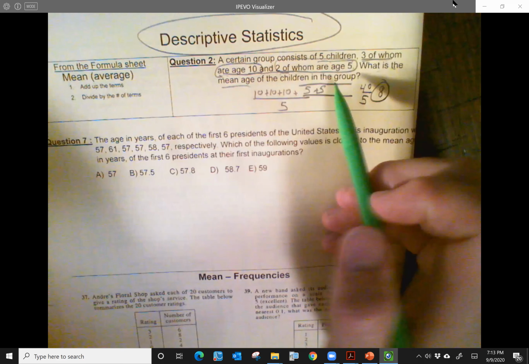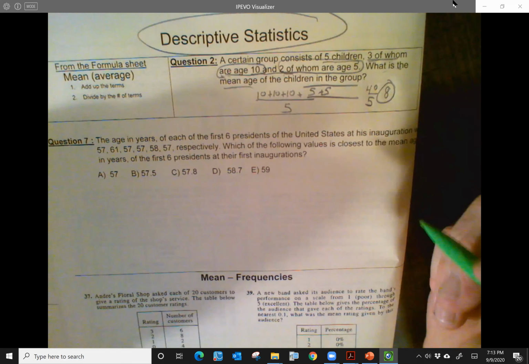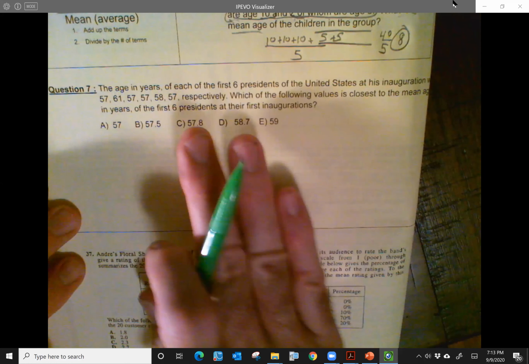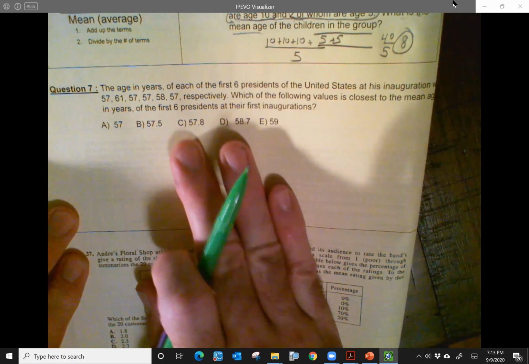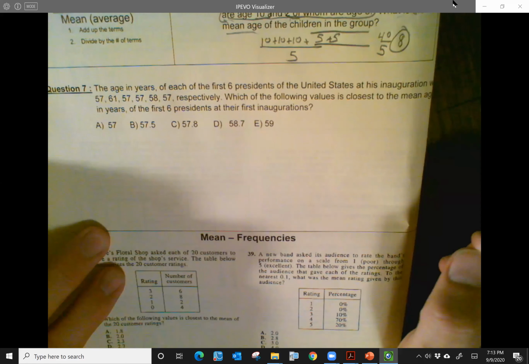So sometimes on the math questions, it's almost like you have to know English. I would like for you all to answer question number 7 here. Read it, take a minute, and come up with the answer.